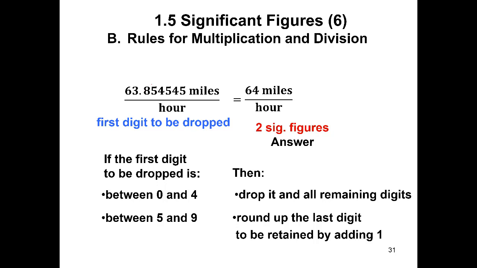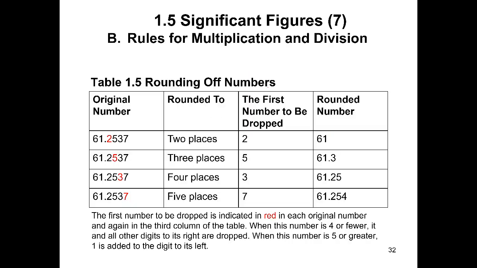If it's less than 5, I round down. Okay. And so 64 miles per hour is my answer. Two significant figures. All right, so does that make sense?